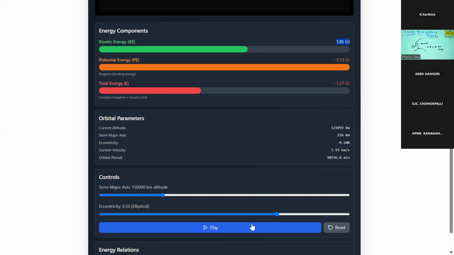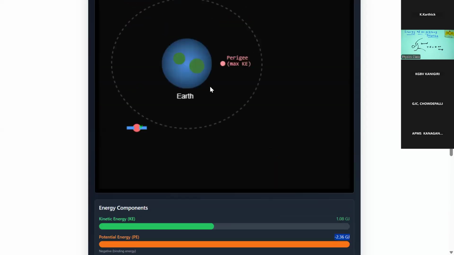The distance r is at minimum because closest point means the distance is at minimum, which means potential energy is at its most negative, that is, its magnitude is largest. The orange bar is the longest. So potential energy is most negative. Now you can see that it is decreasing. So this is the perigee point. This is the point where the satellite has converted the maximum amount of its stored potential energy into kinetic energy. Clear? Okay.